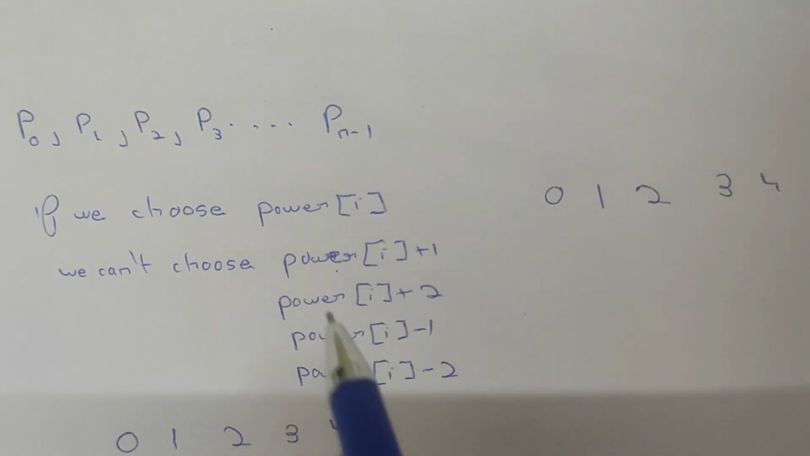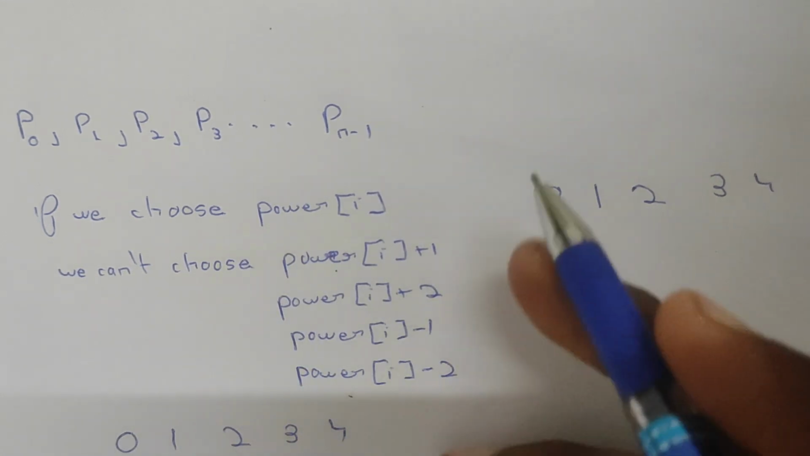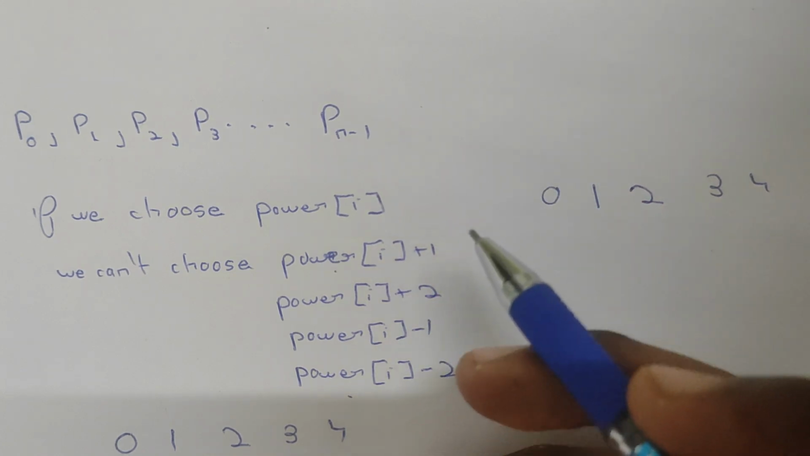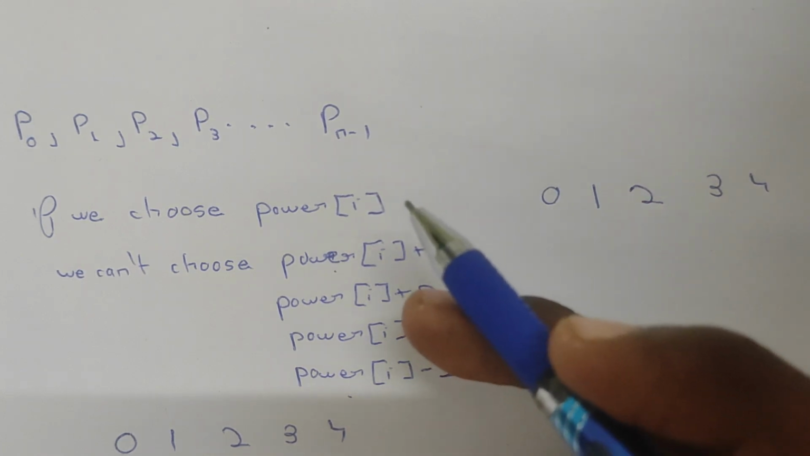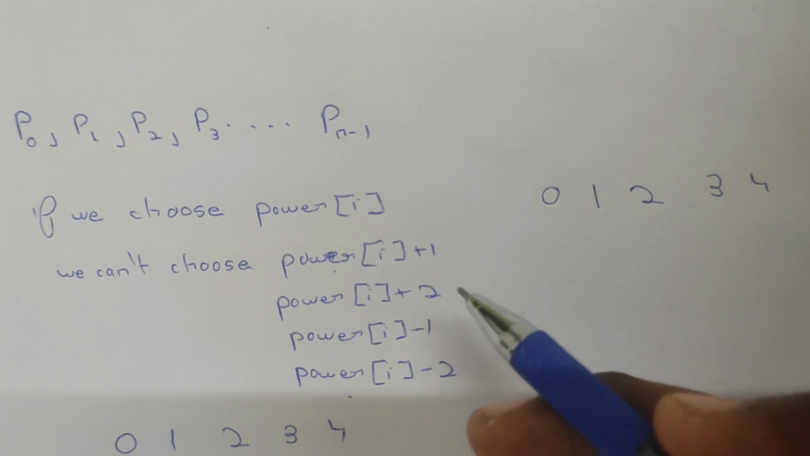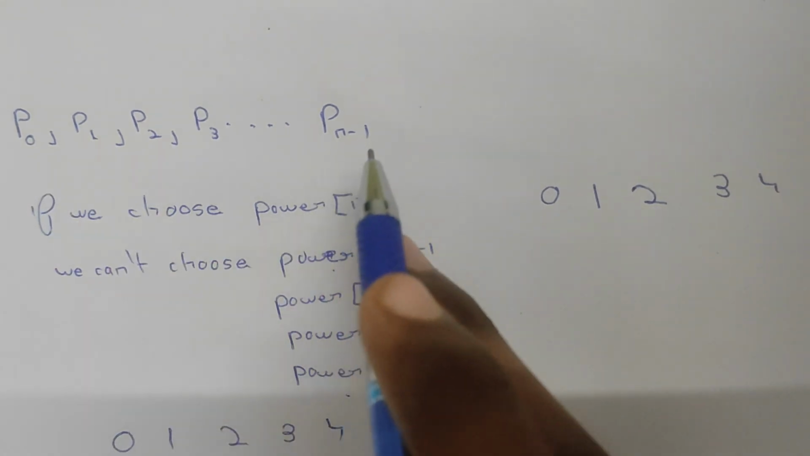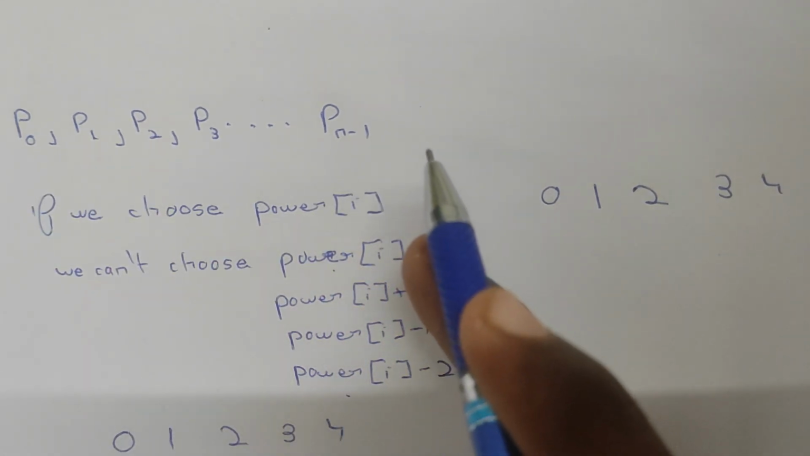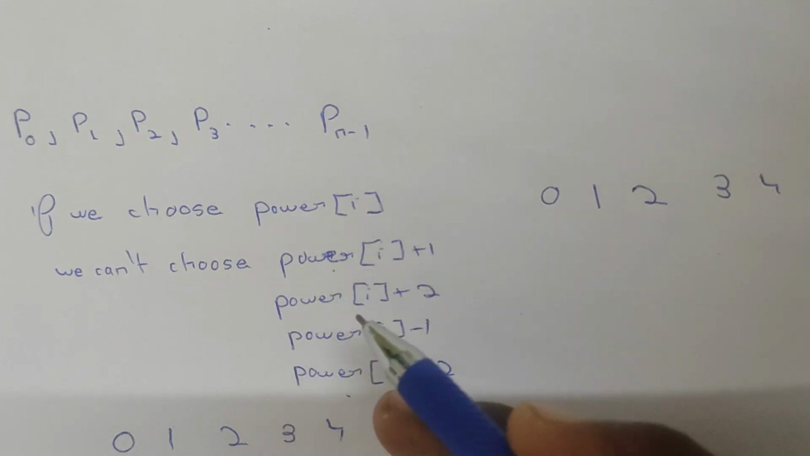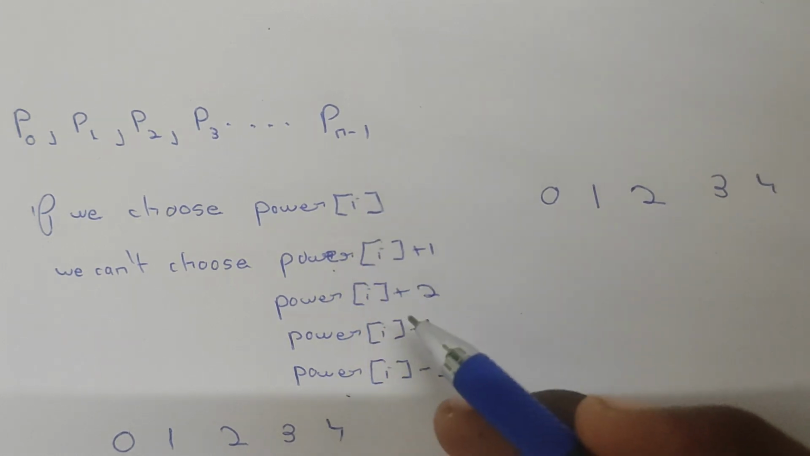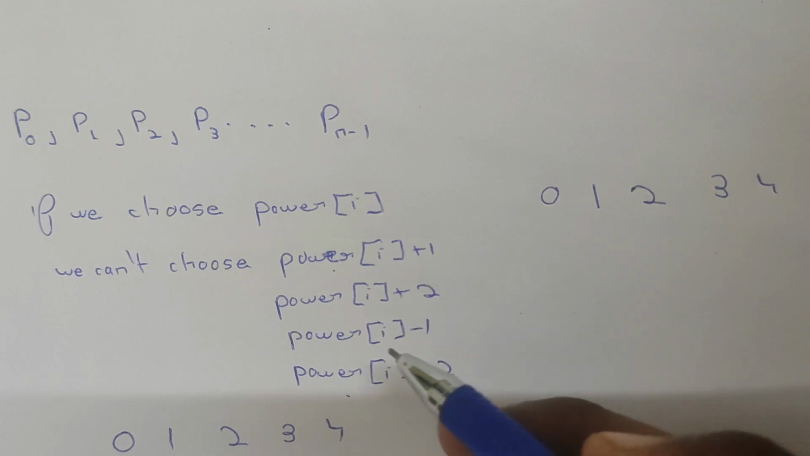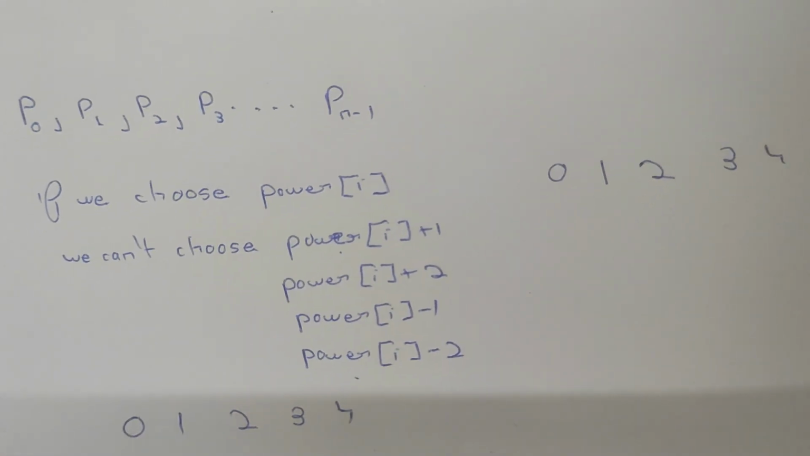Such that it satisfies these conditions. So now you will ask me, if there weren't these conditions, we could have just taken the sum of all these powers and it would have been the maximum possible sum. But since these conditions are there, we have to follow them and take the maximum possible sum of powers.